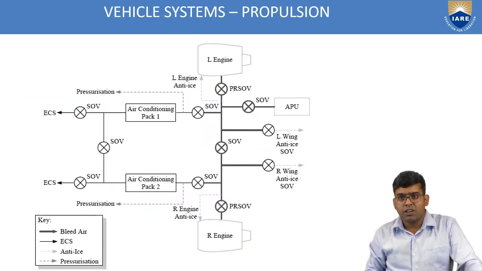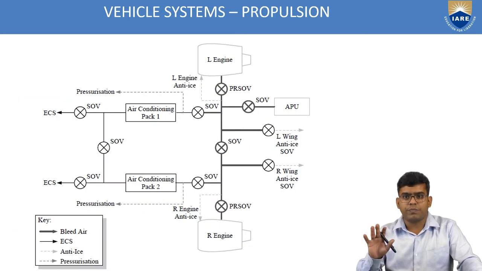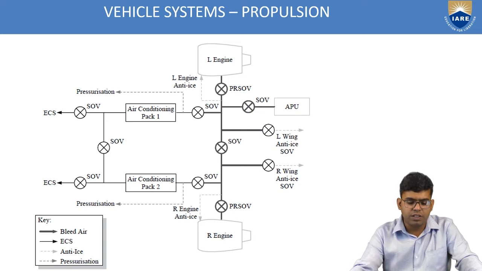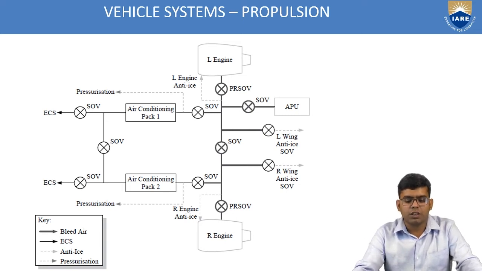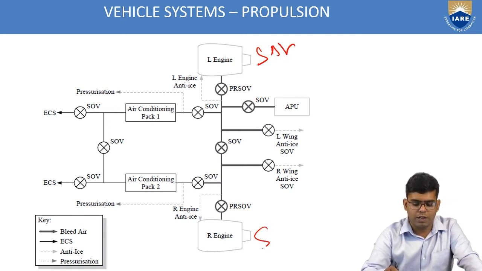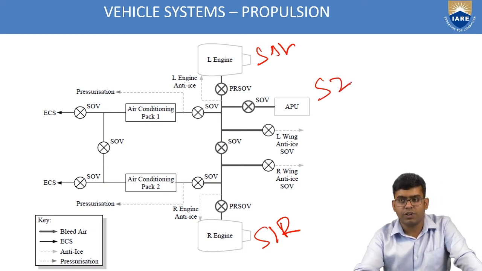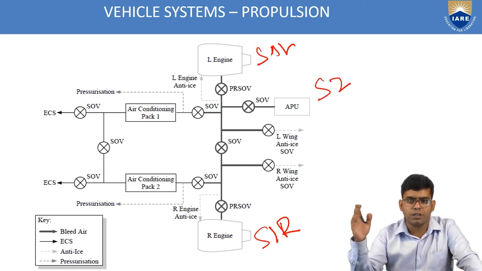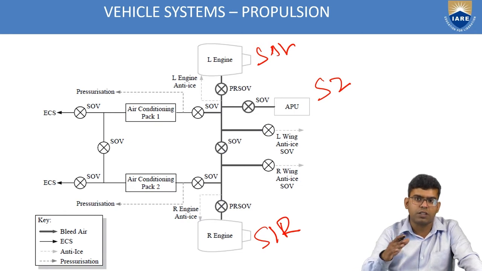And in the next slide, we can actually see how it is done. Okay, so here you can see bleed air which is being taken from the sources, that is engine source 1 left and source 1 right, and you have the source 2, which is the auxiliary power unit. The auxiliary power unit is actually situated at the far end of the aircraft, that is in the empennage.